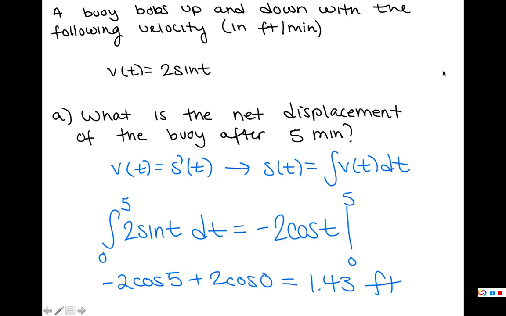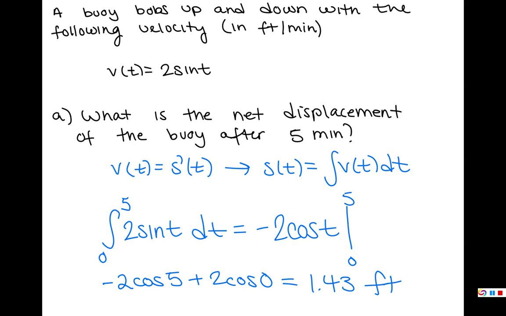And so I put this into my calculator. Again, I was in radian mode, and I got 1.43 feet. And so what is that telling me? That's telling me the buoy, this object, is 1.43 feet above its starting point. So if it started at what we're calling 0, after 5 minutes, it's about 1.5 feet higher than where it started. Right? So it's giving me the position of the object.